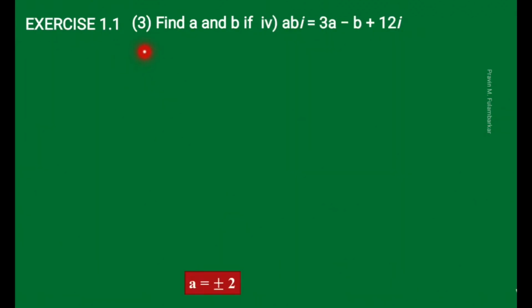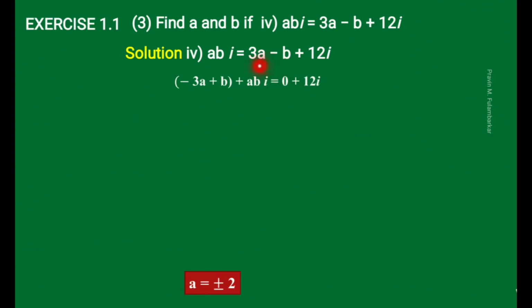See question number 3, sub question 4: ab i equals 3a minus b plus 12i. So we transfer this 3a minus b to the left hand side, because we require the constant terms on one side and the numerical terms on the right hand side. So we write in the solution the given equation as it is. We transfer this 3a minus b to the left hand side.